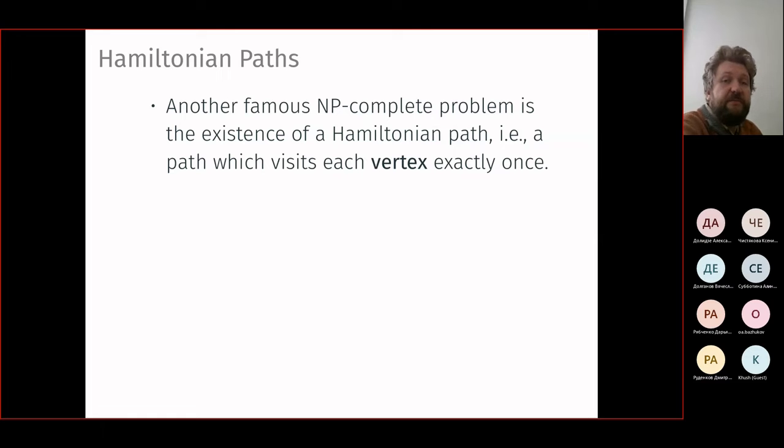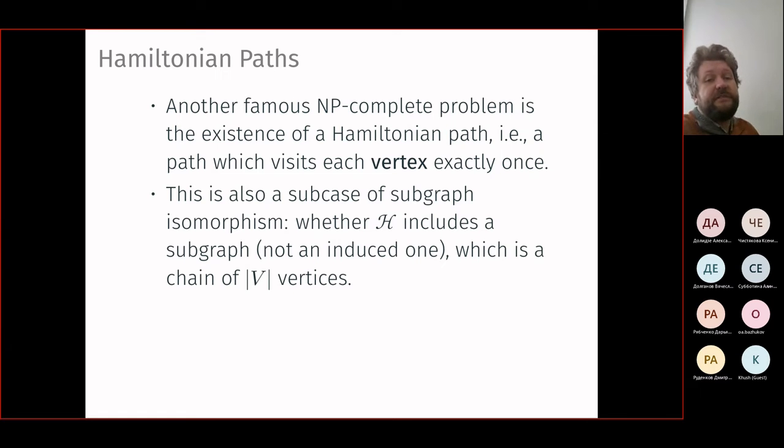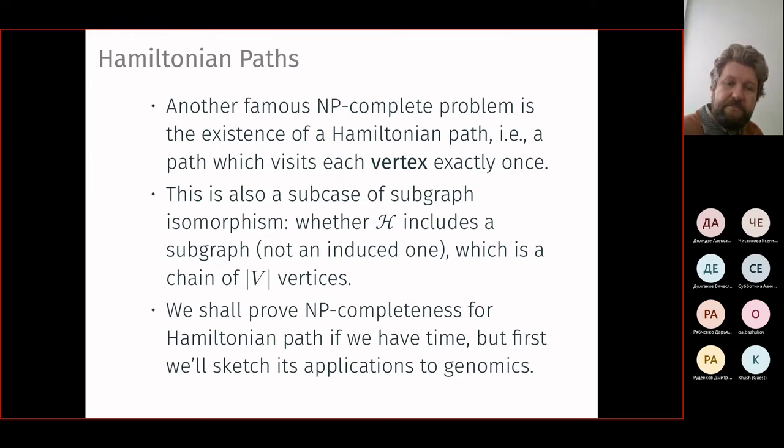Another famous NP-complete problem is the existence of a Hamiltonian path. A Hamiltonian path is a path which visits each vertex of the graph exactly once. It's also a subcase of subgraph isomorphism. The question is whether it includes, as a subgraph, of course not an induced one, a chain of the number of vertices which is the same as the number of vertices in the original graph. So this chain is an induced subgraph, and this is a Hamiltonian path.